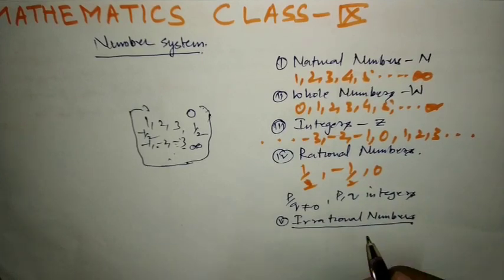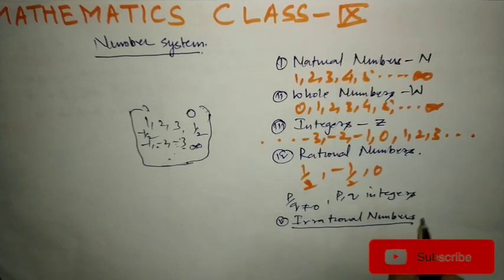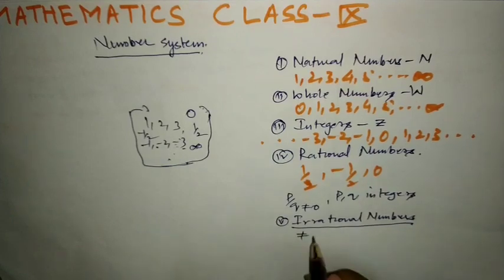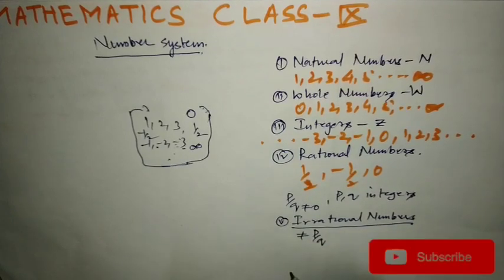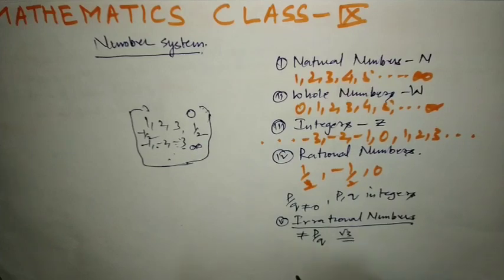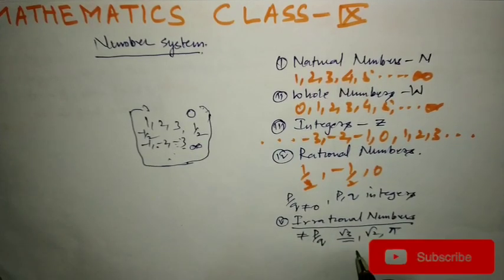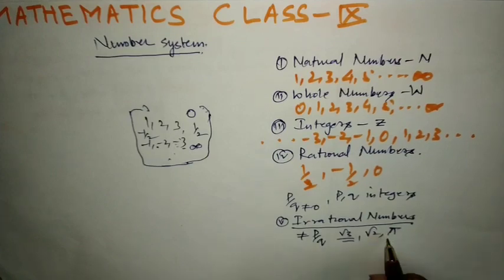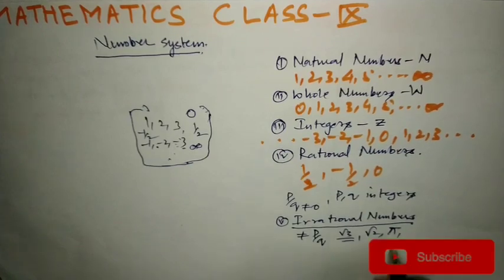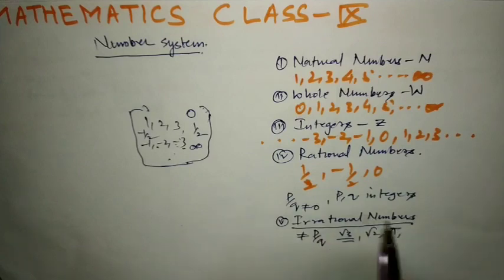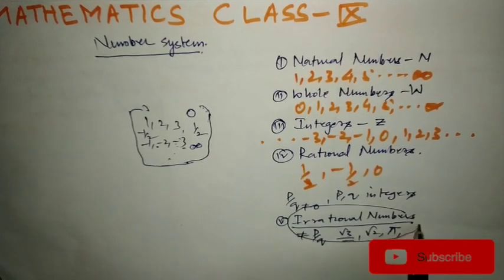So what is an irrational number? The number that cannot be written in the form P by Q. Suppose root 3 cannot be written in the form P by Q. Root 2, they cannot be written in the form P by Q. Pi is an irrational number. Pi is also an irrational number. So we will study especially irrational numbers here.